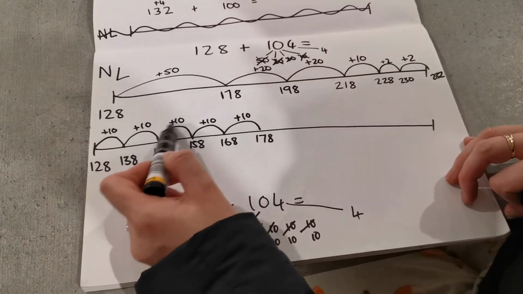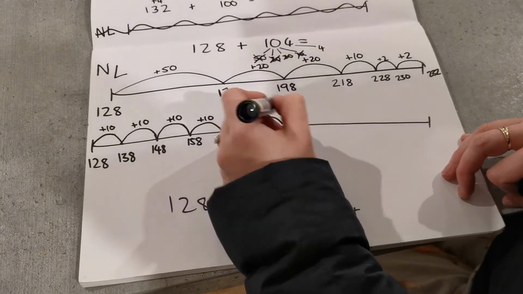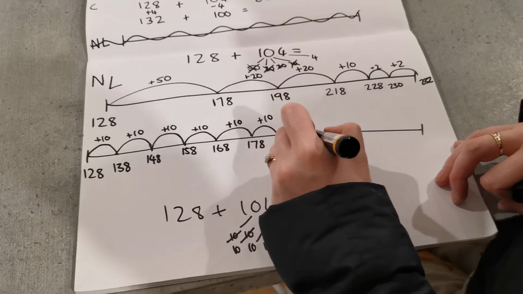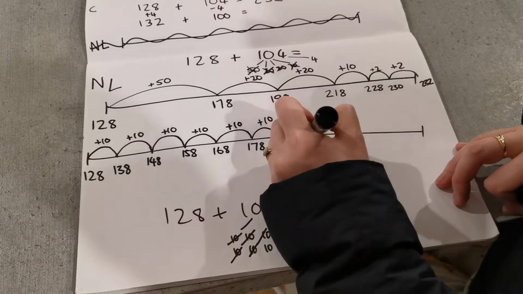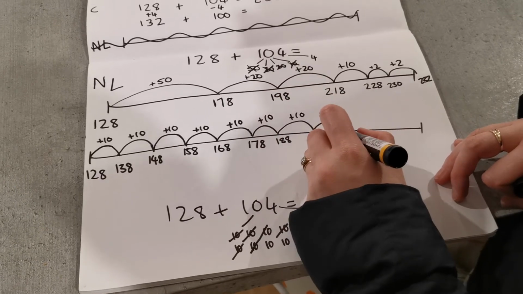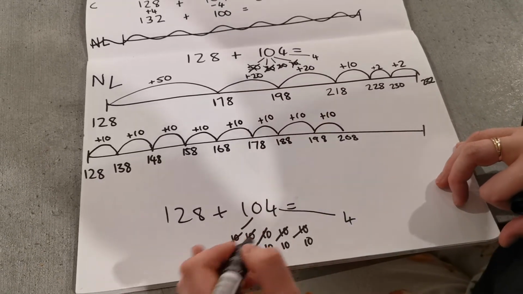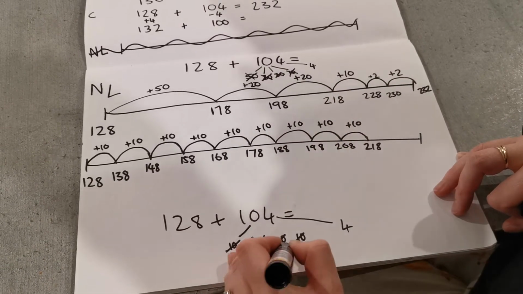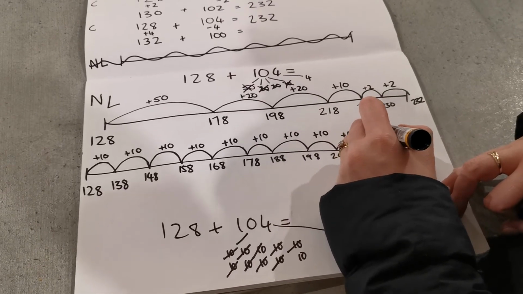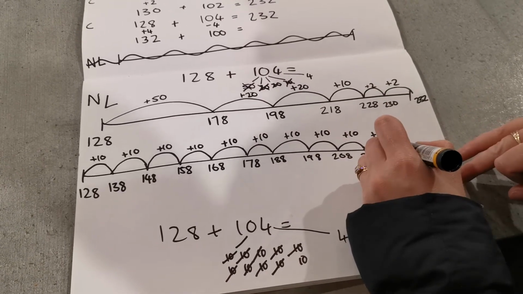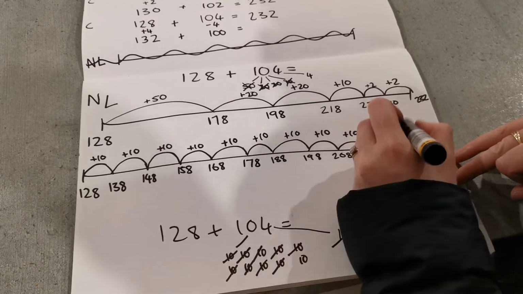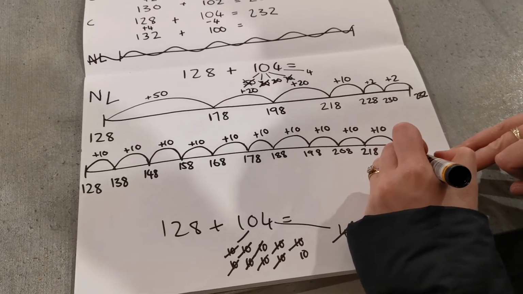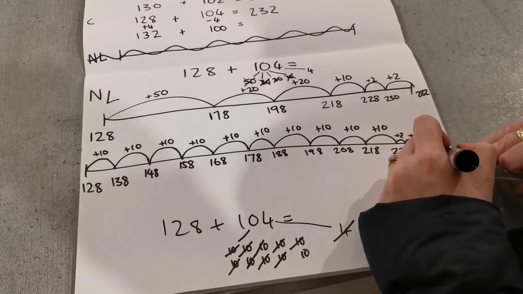So we've jumped 10, 20, 30, 40, 50 so far. And we need to jump another 10. That gets us to 188. And then another 10, 198. And then another 10, 208. And then another 10, 218, and then another 10, 228, and then the 4. So we're going to do that in lots of 2. So we get to 230, and then 2 more is 232.